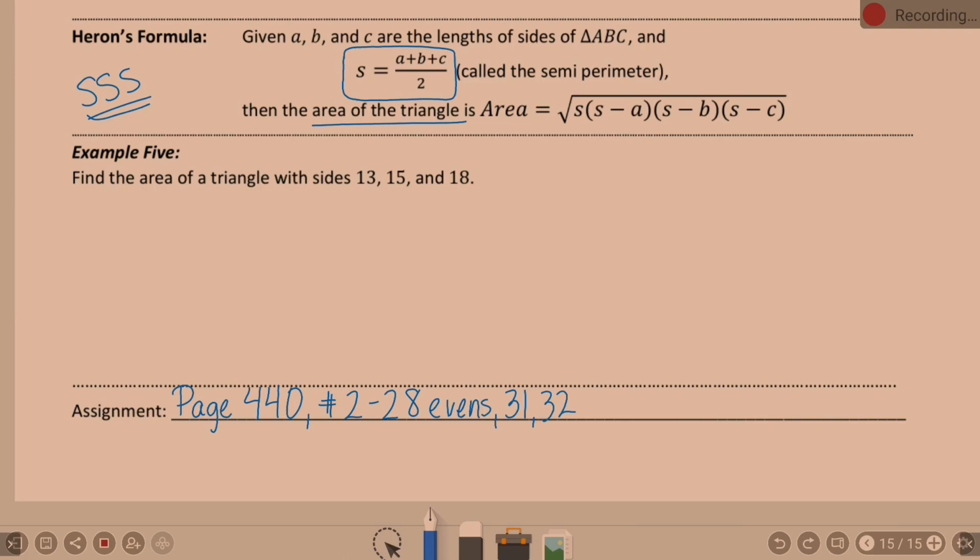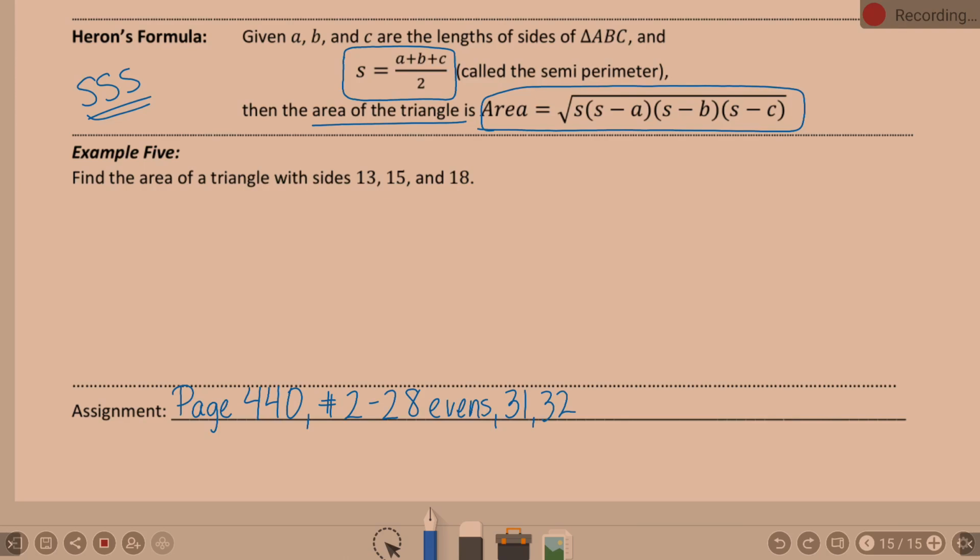Okay? Then, once you know S, in order to do the area of the triangle, you're looking at this right here. So the area is equal to the big old square root of S times (S minus A) times (S minus B) times (S minus C). Okay? It's a very easy formula to use if you understand it. So, our example, find the area of a triangle with sides 13, 15, and 18.